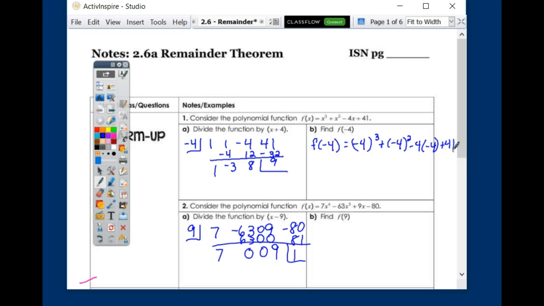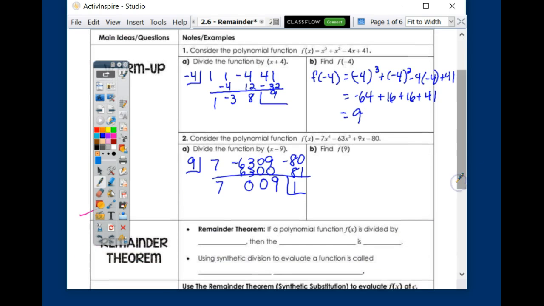So what do you get for an answer? What do you get? Correct. So this is -64. This is 16. And so the 9's matched. So what do you think is going to happen if I find f of 9 here? It's probably going to be 1.